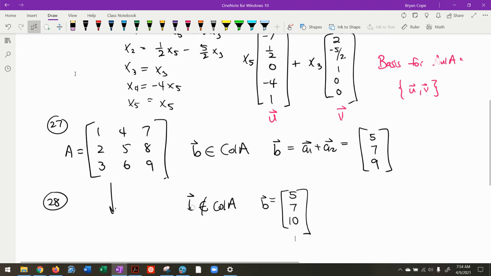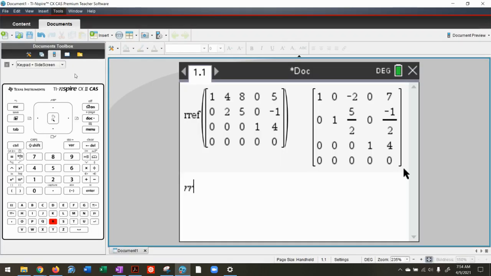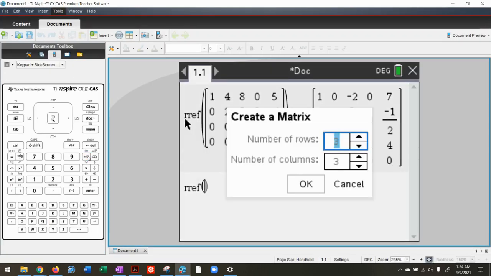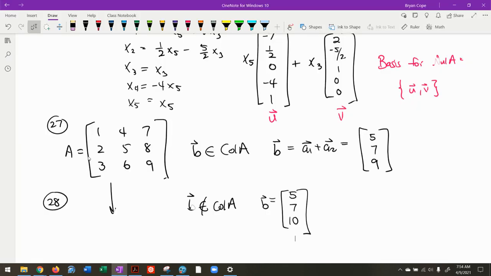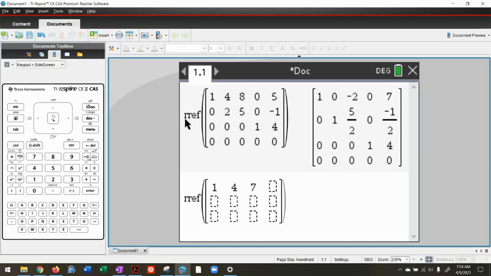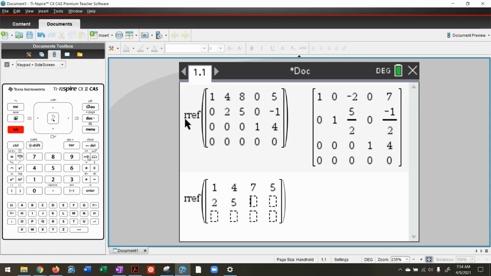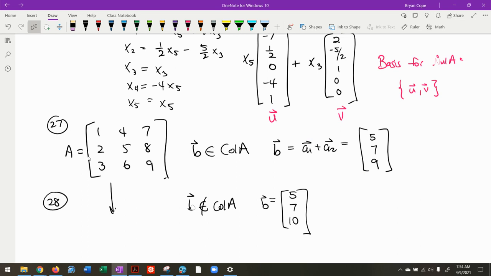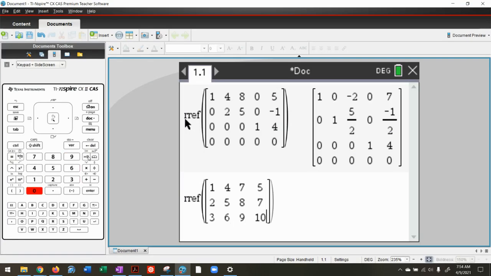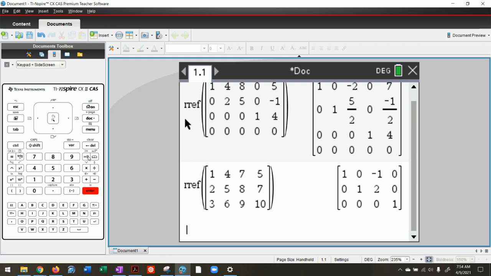However, we need to check it with a REF command on the calculator. So let's go REF. The only reason this might not be right is that it would require A to not span all of R3, or to not have full rank. So let's see what happens. 1, 4, 7, 5, 2, 5, 8, 6, 3, 6, 9, and 10. Good. It's not in the span of the columns.